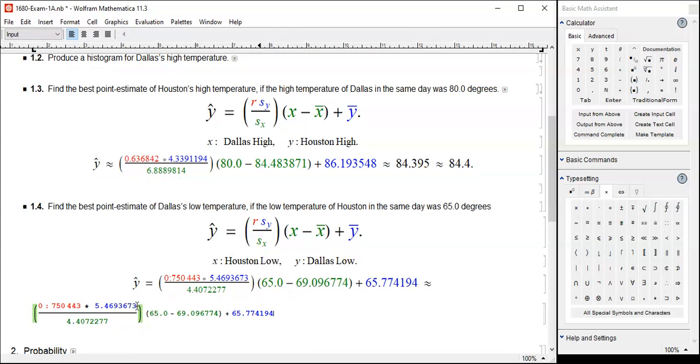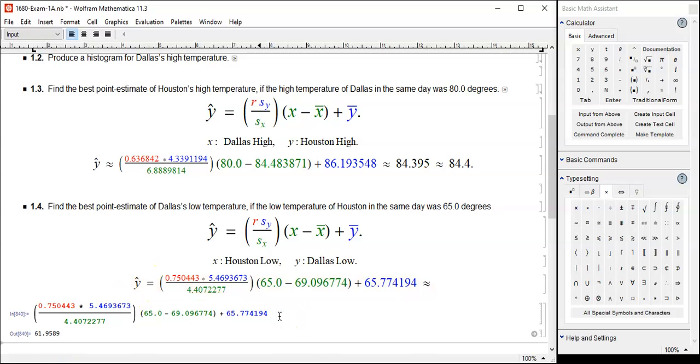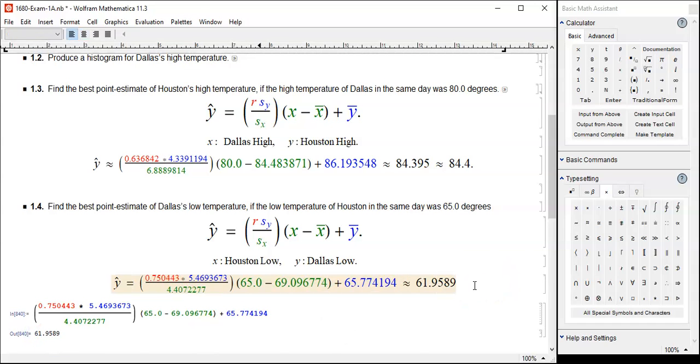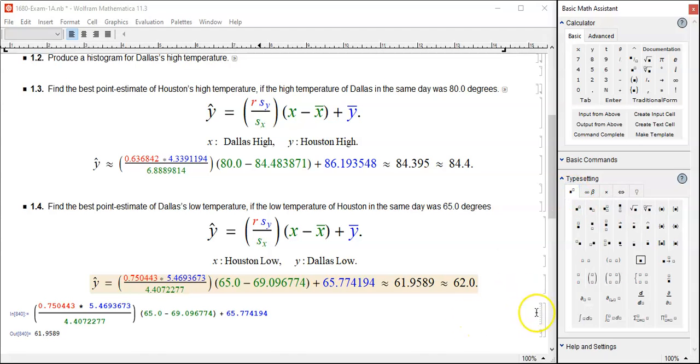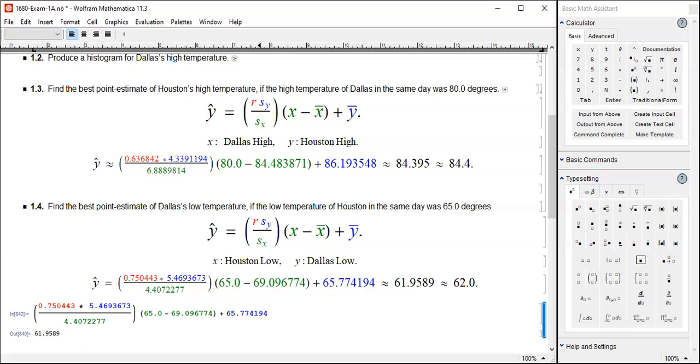Let's finish our computation. Oh, I guess this colon versus decimal point is coming from the copying and pasting. Okay, anyway, this is what I got, 61.95 something. So approximately speaking, this is 62.0 degrees. Or any kind of reasonable estimation, I'll take it.